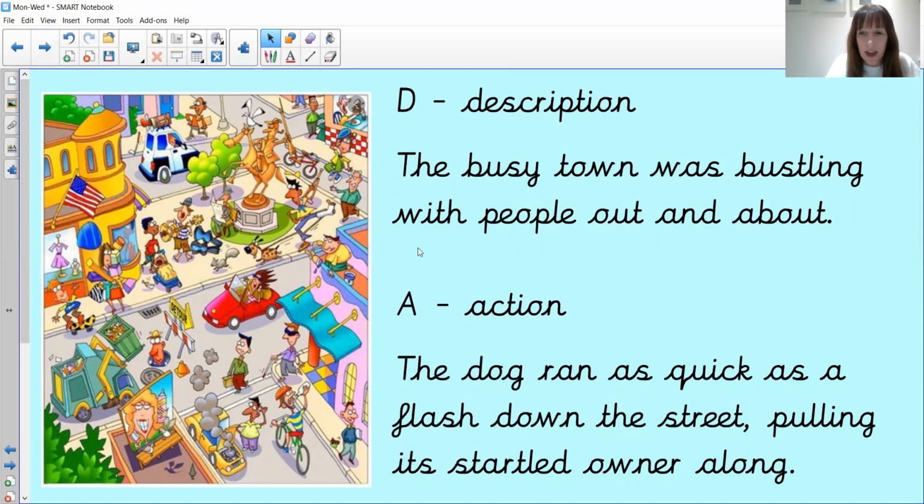So pause the video here. You can use, if you want to start, the dog as well as an idea and write about that, that's fine. Can you see something else that's happening, a bit of action that you can write about? Okay, off you go.